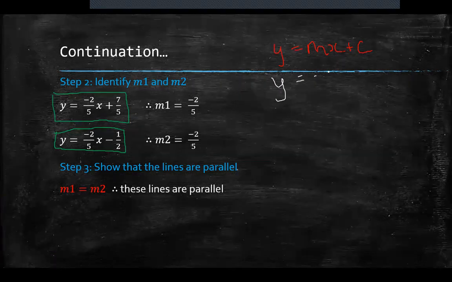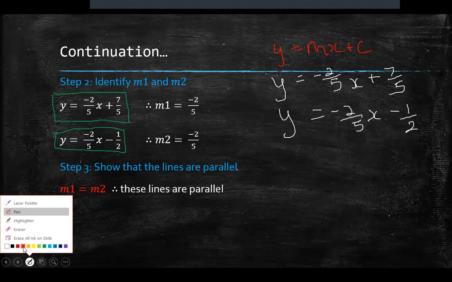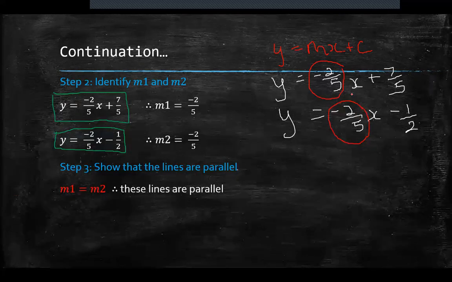Y is equal to minus 2 on 5x plus 7 on 5. Y is equal to minus 2 on 5x minus a half. So by looking at this now, we could say that M1 is minus 2 on 5 and M2 is also minus 2 on 5. Everybody understands how I identify the gradients, right? By just looking at it, I could identify the gradient.